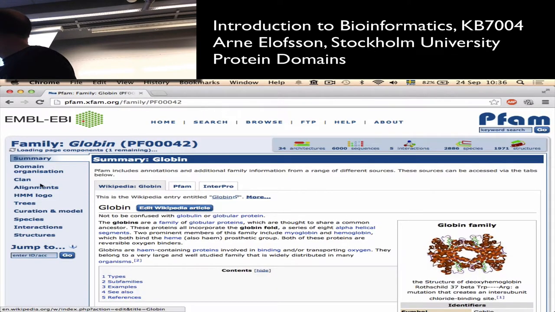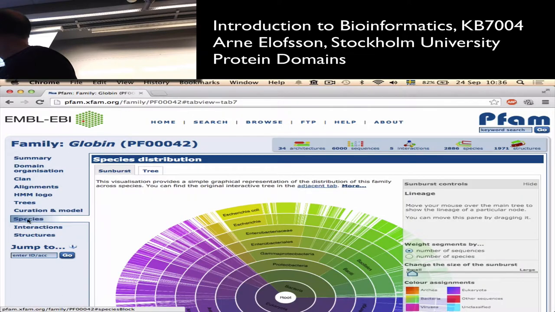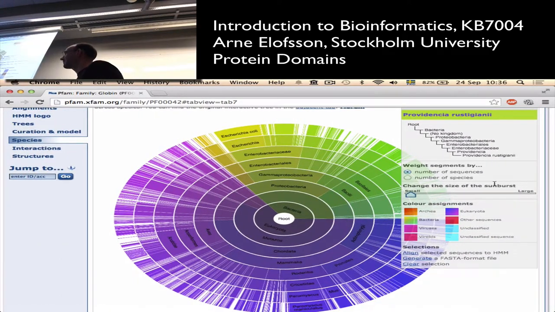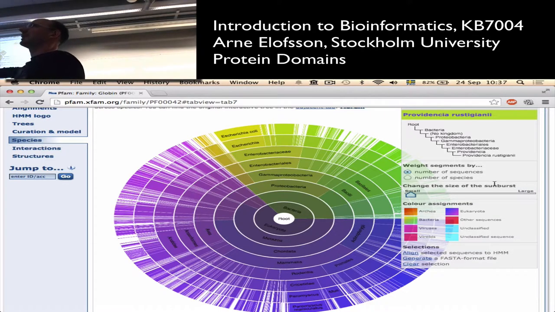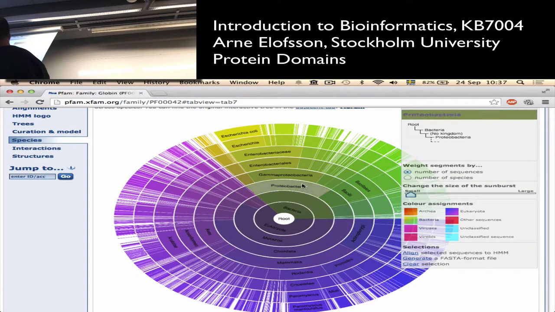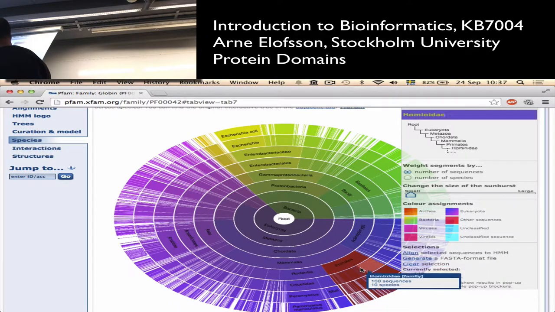If you go back to humans, if you look at species, maybe. So this is the distribution of where globins are found. So you see, this is eukaryotes and this is prokaryotes. You found both in eukaryotes and prokaryotes. Some domains are only found in some particular kingdoms. And you can see here it's in bacteria, it's in proteobacteria, and all these different types. It's in mammals and in rodents and humans somewhere, I guess. Primates, I guess it is maybe humans. I guess you can even click on it somehow.